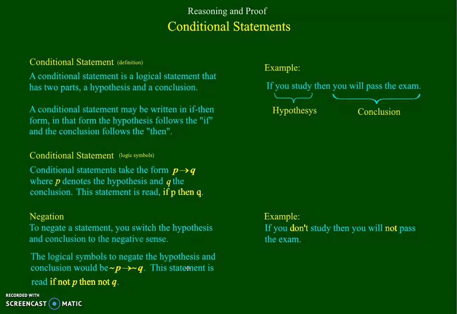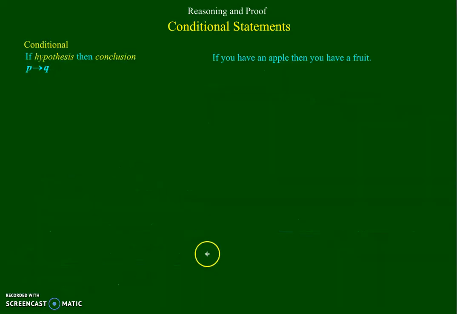Now there are four fundamental forms of conditional statements, and those are what we're going to focus on next. And we're going to use one particular conditional statement for all of those forms just so that you have a basis for comparison. So let's take a look at the four forms of conditional statements. The first form is what we said before. It's the if-then form. If hypothesis, then conclusion. The logical symbolism is if P, then Q. So here's our example conditional. If you have an apple, then you have a fruit. All right. So we just take this as a conditional statement, if hypothesis, then conclusion.